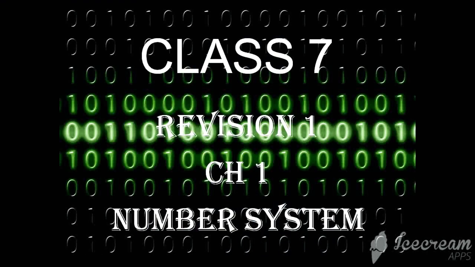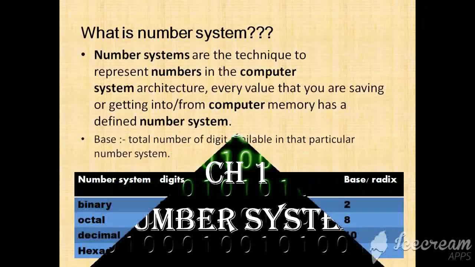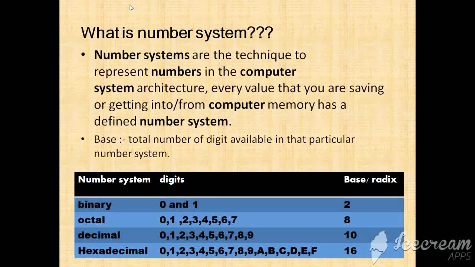Let's begin our revision of chapter 1, number system. So class 7, a quick recapitulation of the difficult terms of this chapter. First, what is number system? You all know what is number system. Number systems are the technique to represent numbers in the computer system architecture. Every value that you are saving or getting from the computer memory is defined as number system. Now, this is a definition, right?